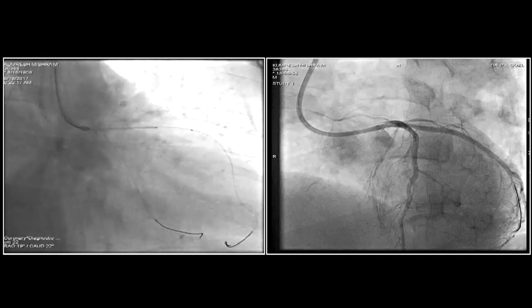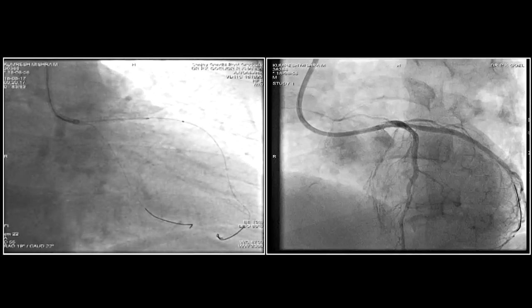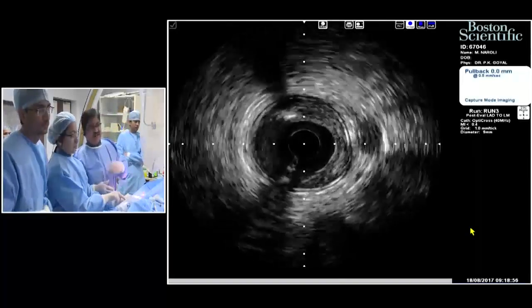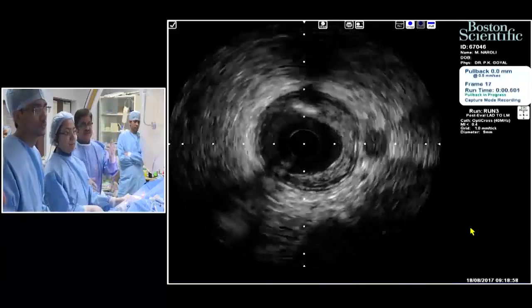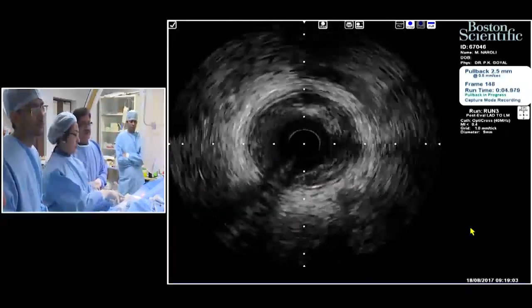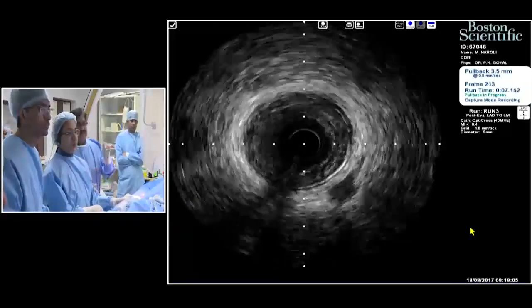Okay, we'll have the IVUS live. IVUS live, please. So there's some distal to the stent. There's still mild plaquing. That's okay. The size is 3.5, 3 point. So withdrawal, please. Pull back.